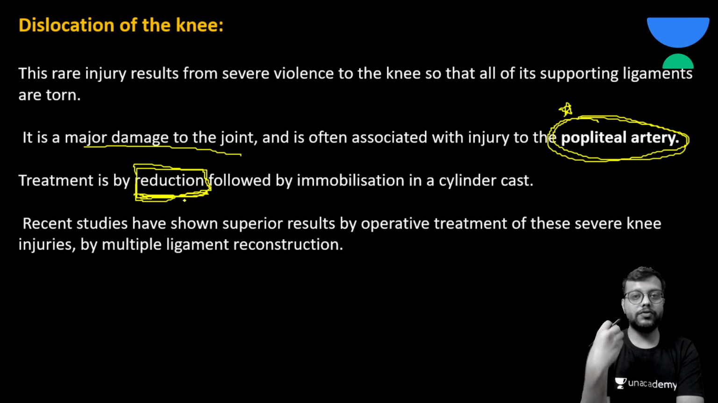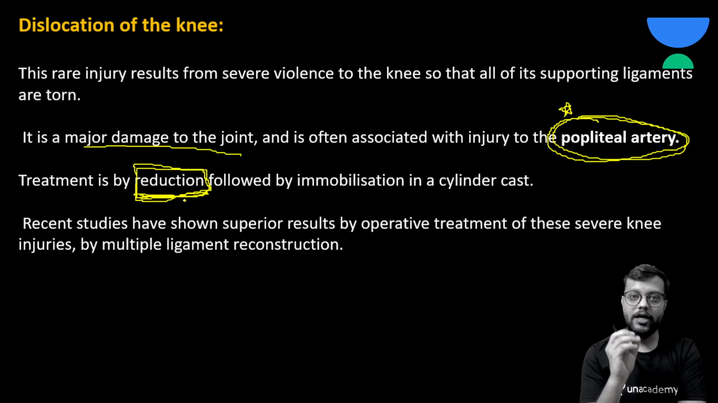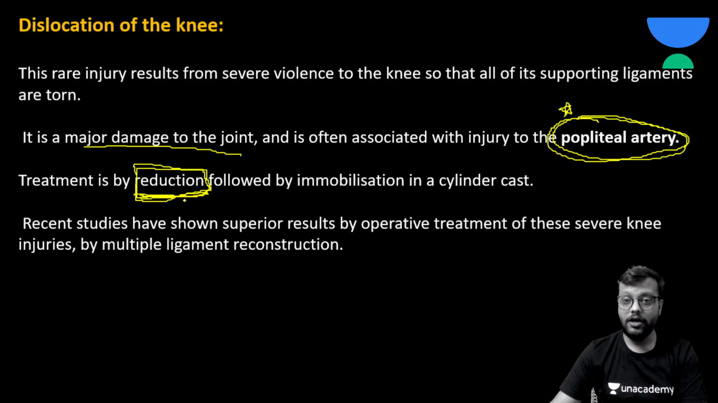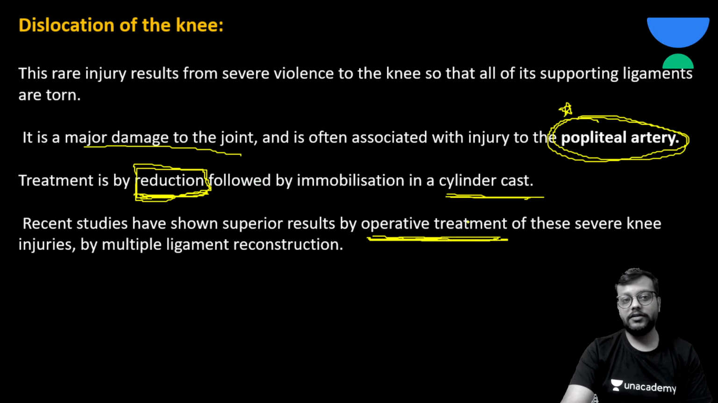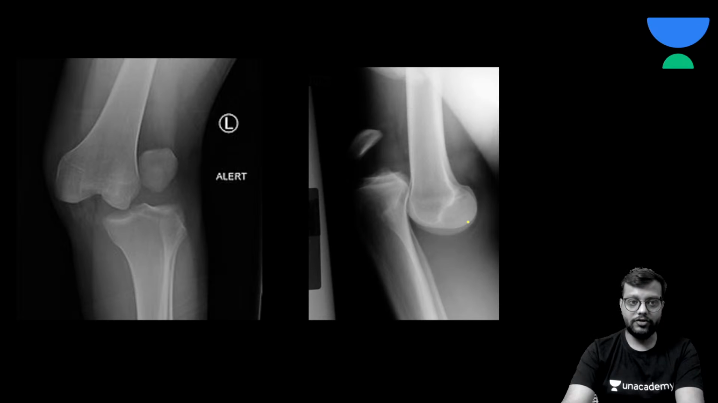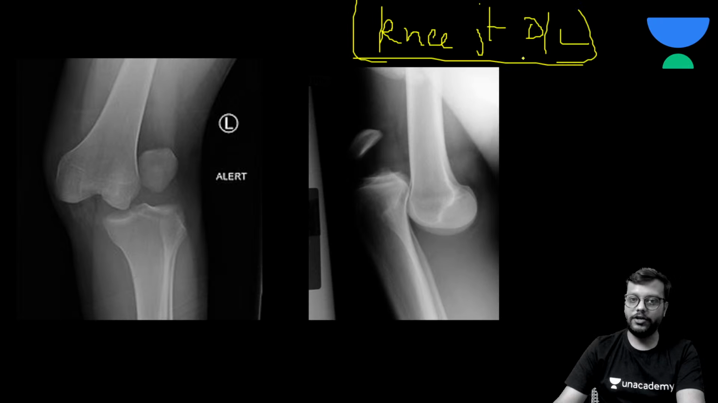And if you are able to reduce it by closed manipulation, then you have to keep it immobilized for 3 to 4 weeks in a cylindrical cast, because in this the ankle is free. Okay, so as we have discussed, in recent times we have to go for operative treatment because it is a very important joint and proper reduction is necessary. And then when the knee is reduced, you can go for ligament reconstruction by arthroscopy also. See here you can very well appreciate the knee joint dislocation.